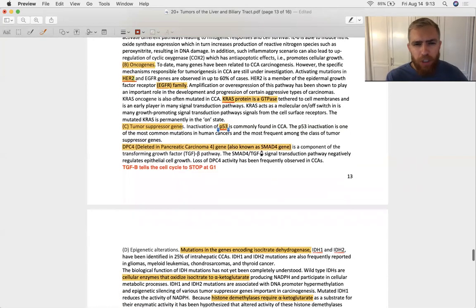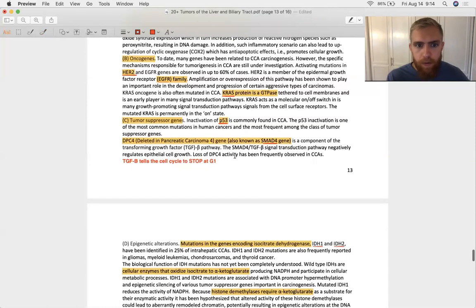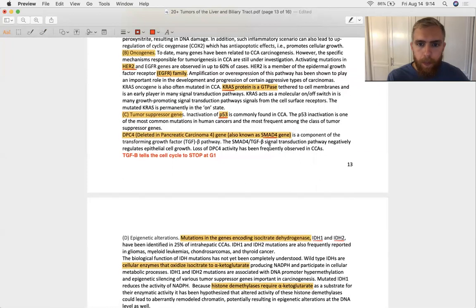And there's another gene, this SMAD4 gene that we've seen before. Can't remember where, but we've seen it. It's actually called DPC4, which is deleted in pancreatic carcinoma 4. And this SMAD4 gene provides a cell with TGF-beta signaling capabilities.